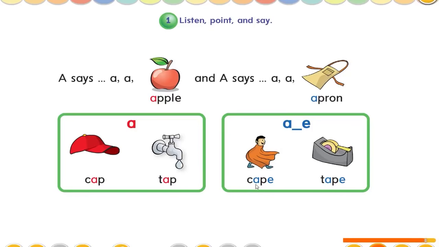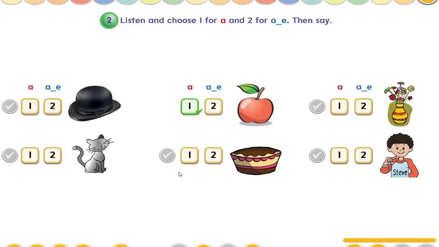2. Listen and choose 1 for A and 2 for A. Then say. الآن سنضع رقم 1 إلى نطق A ورقم 2 إلى نطق A. الآن استمع وأشر على العدد الصحيح.